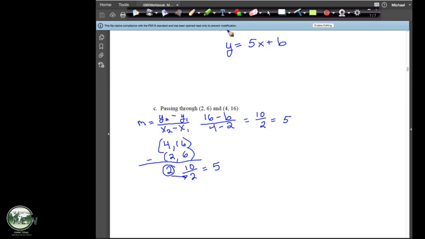So what do we do? Take one of the points, and again, I think it's a good idea to take the smaller one; it just makes it easier to work with. Plug the x into x. Plug the y into y. So we get 6 equals 5 times 2 plus b. Do the math and solve. Not too bad. 6 equals 10 plus b.